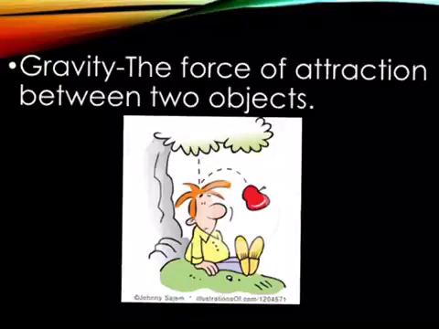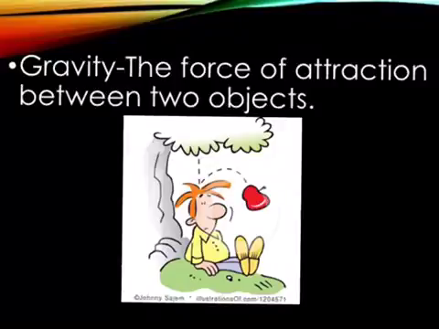Gravity is a force of attraction between 2 objects. If you look at the example here, the gentleman is sitting underneath the tree. However, when the apple falls out of the tree, it doesn't stay put. It actually is forced to the ground by gravity. So the apple falls from the tree to his head and then eventually to the ground.